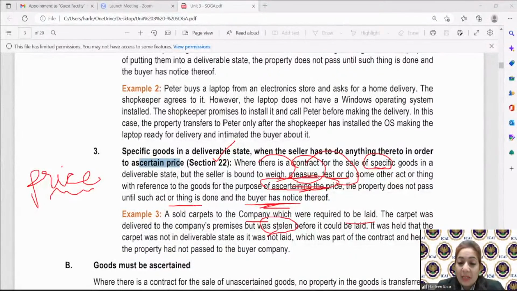There were carpets to be laid, and now I have bought those carpets. I've done all the weighing, measuring, and I'm delivering the carpets to the company's premises. But before they could be laid, before they could be spread in the company, they got stolen. Who will be held liable?